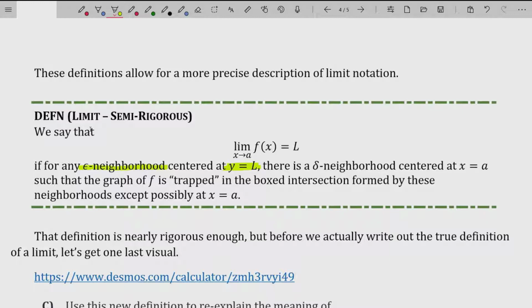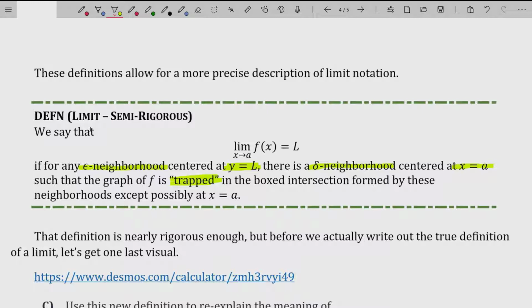We say that limit means that if for any epsilon neighborhood centered at y equals L, there's a corresponding delta neighborhood centered at x equals a, again, aligning to our conversation just a few moments ago, such that the graph of f is trapped in the boxed intersection formed by these neighborhoods. Again, except possibly at x equals a itself, because we don't care about the value of the function at a.